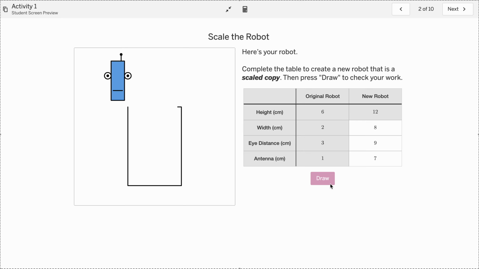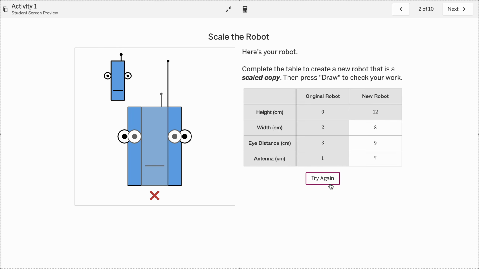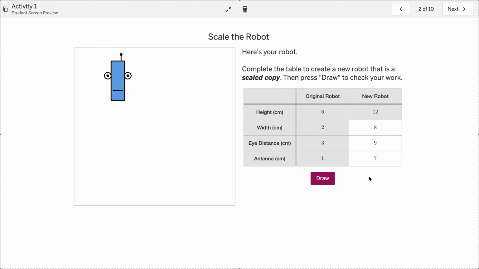And I'm going to draw my robot. I'm going to see if those are scaled copies. Okay, they are not. So I have to think through, what is a scaled copy then? Well, I know that to scale, like when I take pictures and have to print them, it has to be proportional. In class today, we wrote out definitions as a class. We came up with one and wrote it in our notebooks.